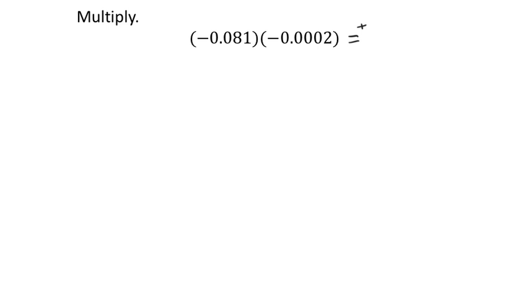Next, we'll determine how many decimal places there are total. So there's 1, 2, 3 in the first factor, and then 4, 5, 6, 7 total in the problem, 4 in the second factor. So 3 and 4, 7 decimal places. So there's 7 decimal places in the problem.